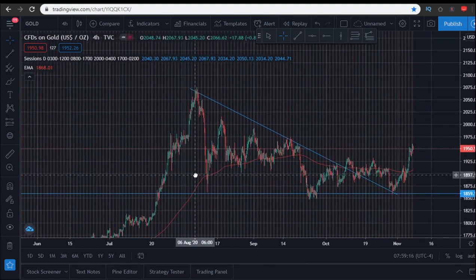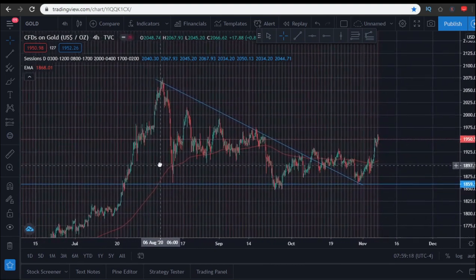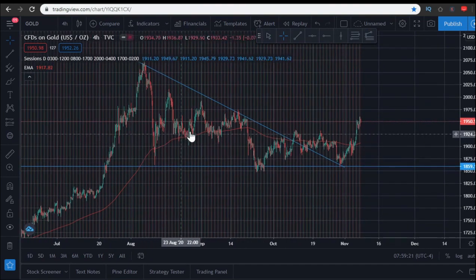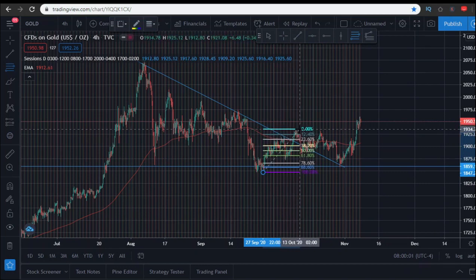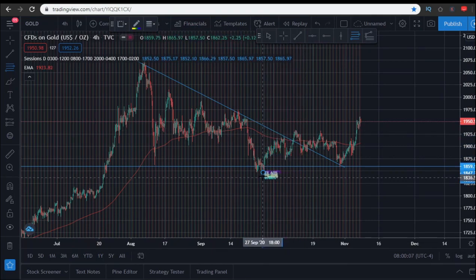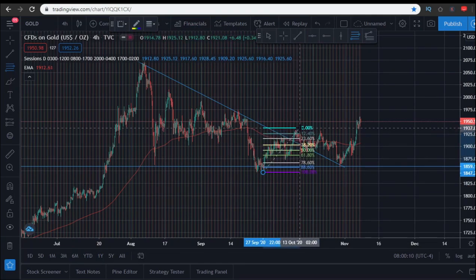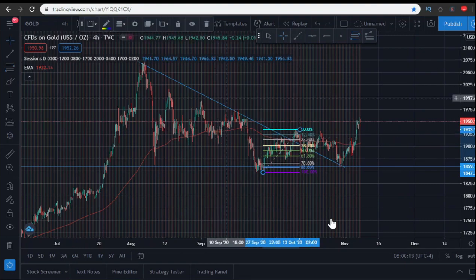larger time frames. For example, let's use right here. So we've got a fib retracement from a swing low, which would be here, to the swing high. Alright, from the swing low to the swing high.